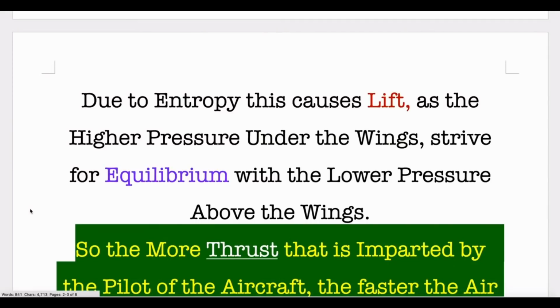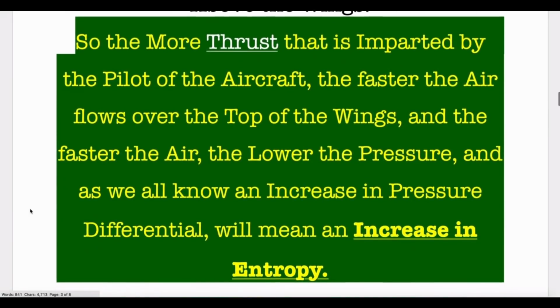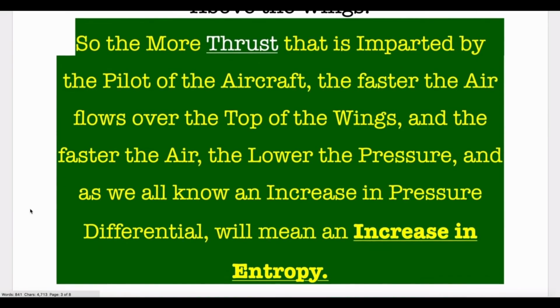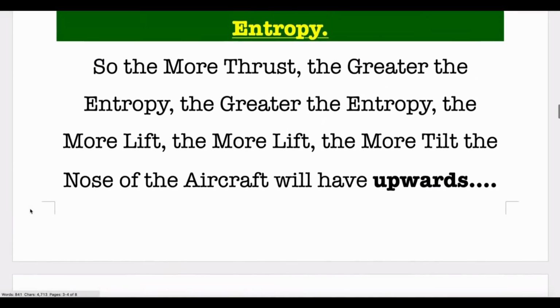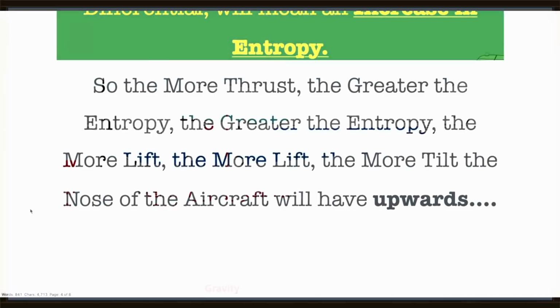As the higher pressure under the wings strive for equilibrium with the lower pressure above the wings. So, the more thrust that is imparted by the pilot of the aircraft, the faster the air flows over the top of the wings, and the faster the air, the lower the pressure. And as we all know, an increase in pressure differential will mean an increase in entropy. So, more thrust, the greater the entropy. The greater the entropy, the more lift. The more lift, the more tilt the nose of the aircraft will have upwards.